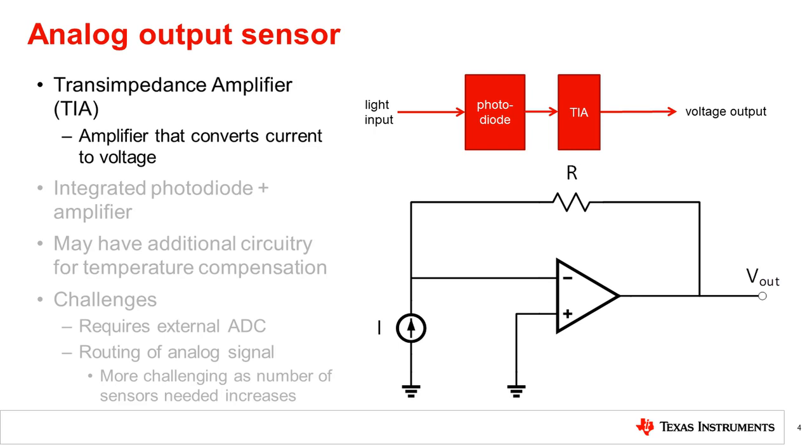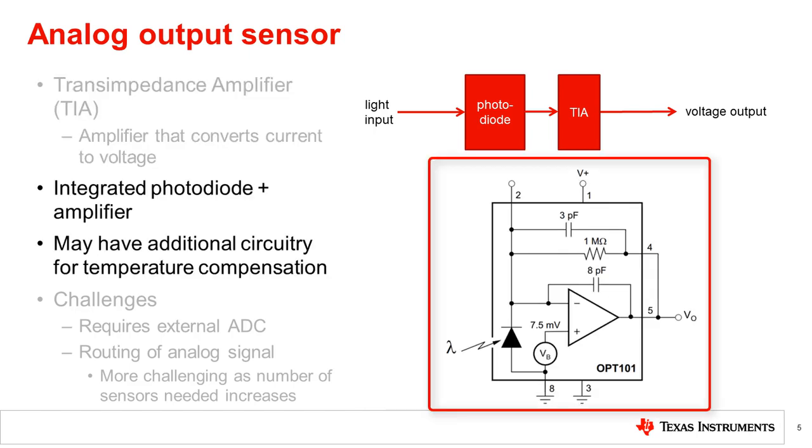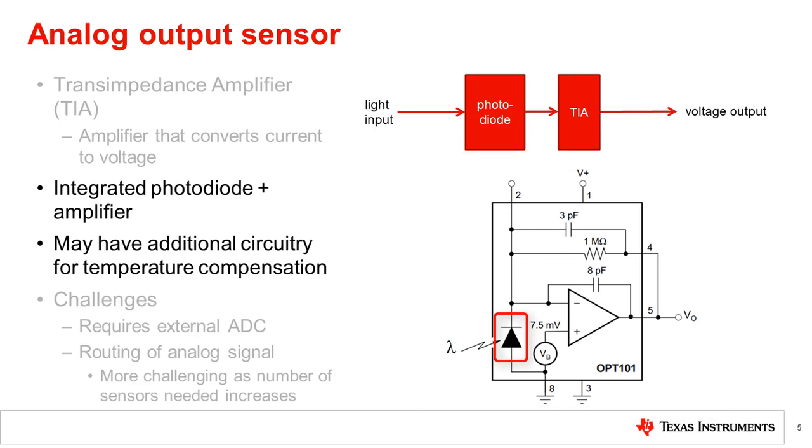A transimpedance amplifier, or TIA, is used to convert the photocurrent to voltage in many analog output light sensors. A simple circuit for a transimpedance amplifier is shown. Here, we see an integrated photodiode and amplifier example. Here, the photodiode is the current source being amplified, and a reverse voltage bias is applied to the photodiode. Analog output light sensors can also incorporate temperature compensation to provide more stable readings across temperature.